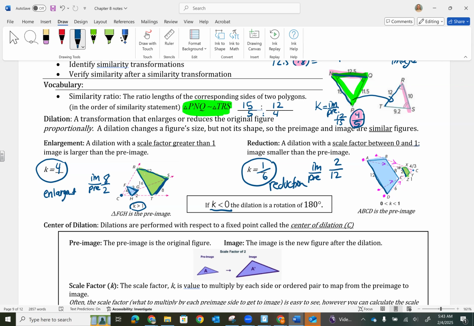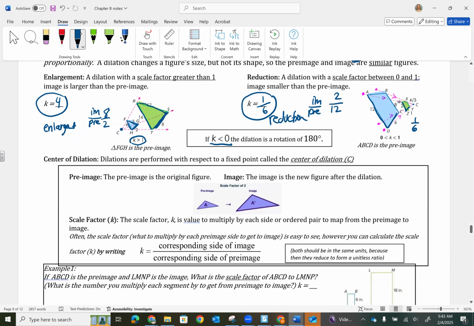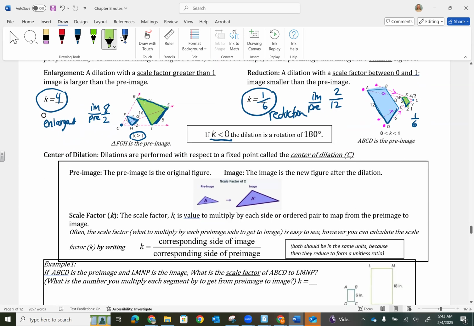Any of the corresponding sides. So if you did this one, 1/6, that would give you the same ratio. And notice you are getting smaller. Okay. So any ratio of the corresponding sides should give you 1/6 when you reduce it. Okay. So here we go. Officially teaching about scaling factor.